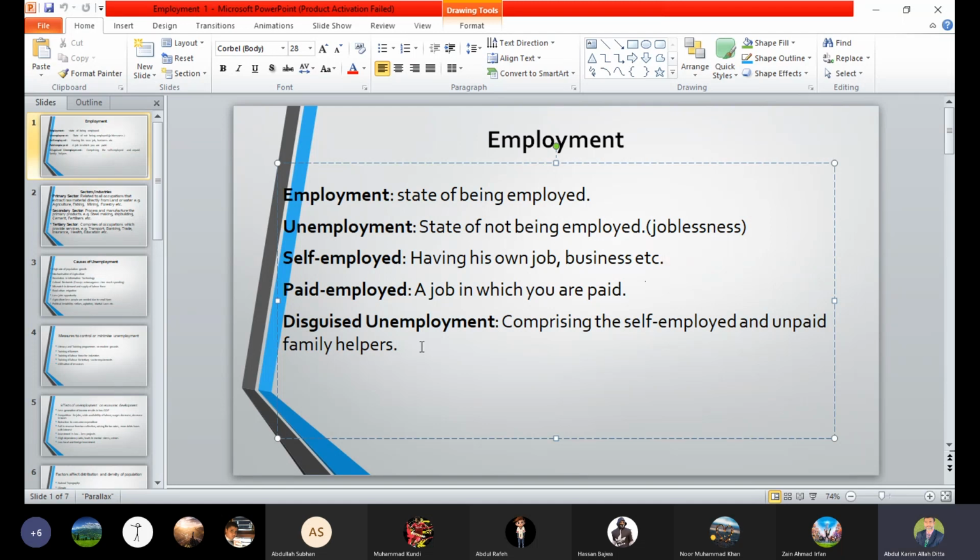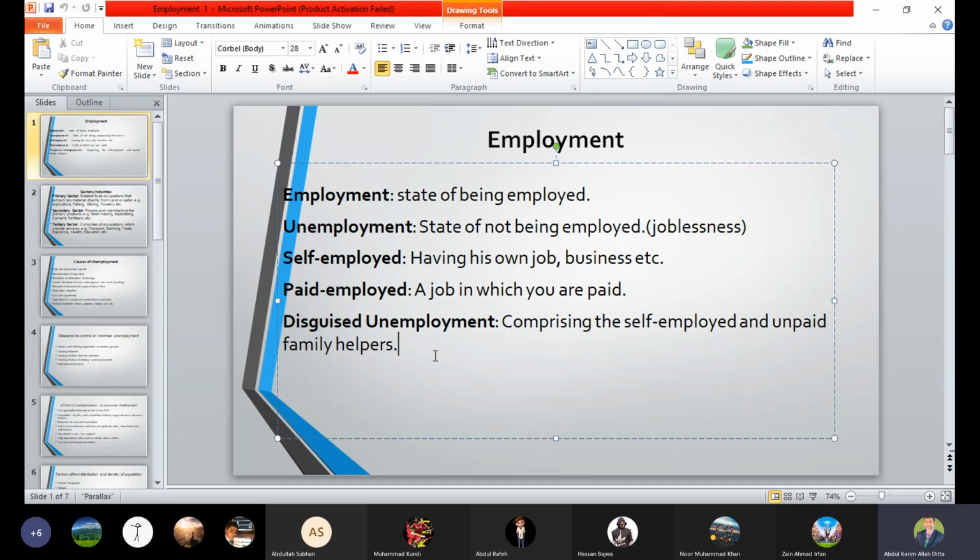Here we have one more term, my dear, disguised unemployment. Disguised unemployment, comprising the self-employed and unpaid family helpers. In a family, you have maids and some other people who are not paid. Family helpers, we call them. So that situation is called disguised unemployment, beta. Either people who are self-employed, they have their own jobs, or there are some family members or family helpers that are not paid. So we call it disguised unemployment. Like in the family, if you do some work for your family, they don't pay you. This situation is called disguised unemployment.